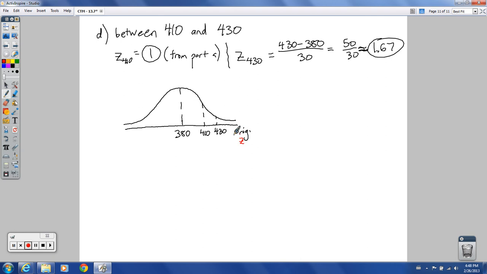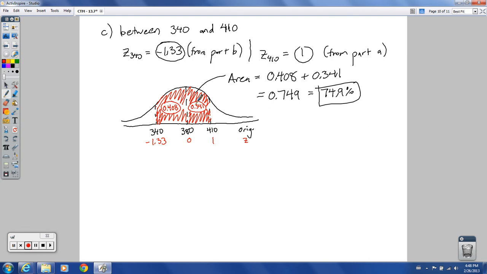Here's my original values, and then the Z-scores. The Z values are here. This is a Z value of 0, 1, and 1.67 approximately. The area we want is this area right here, from 410 to 430. So let's shade that in a different color. We know that this, based on what we just talked about, is 0.341. We knew that actually from part A.